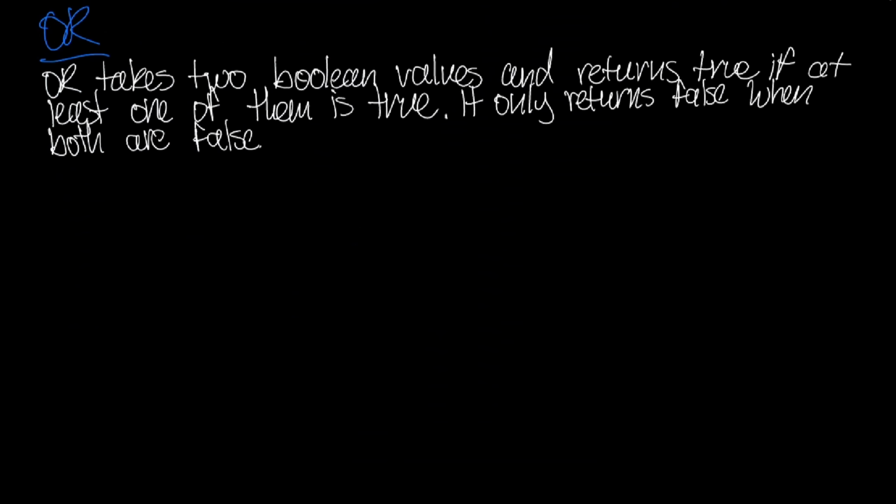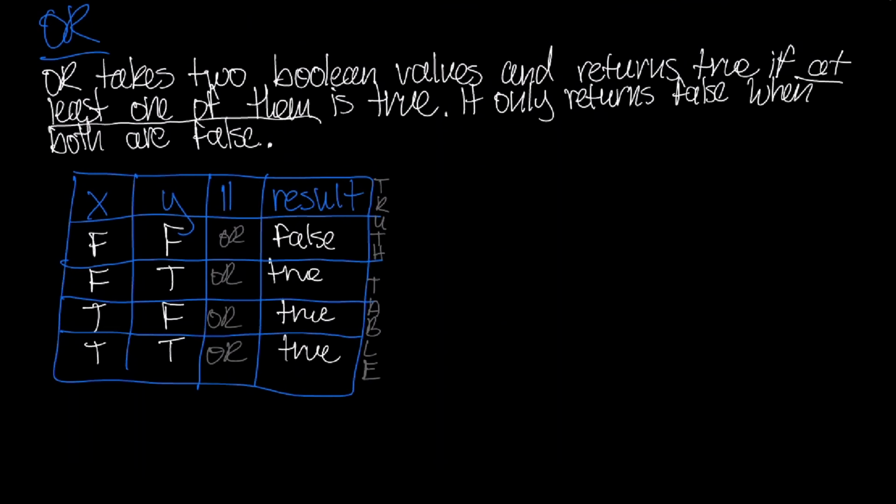So OR takes two Boolean values and returns true if at least one of them is true. It only returns false when both of them are false. So looking at this truth table for the OR operation, here are all the possible outputs. Given inputs X and Y, if they're both false and we OR them, it's going to be false because neither one of them was true. Now, if we have true in any one of these positions, so if we have it here, here, or if they're both here, then we're going to get true for all these outputs. But because the first one had no true in it, we're going to get false.